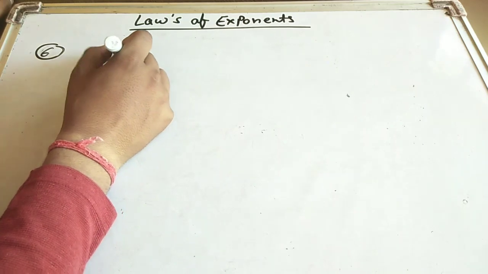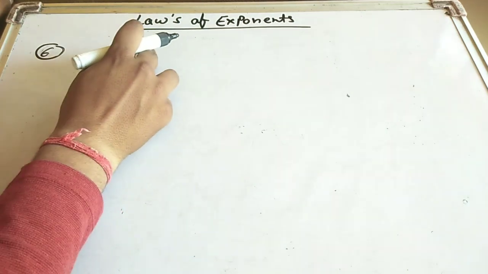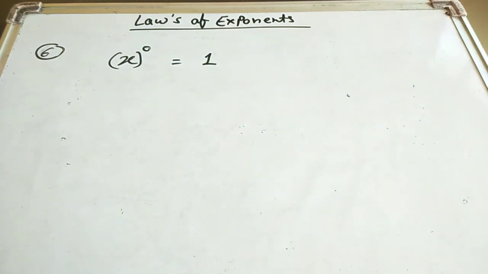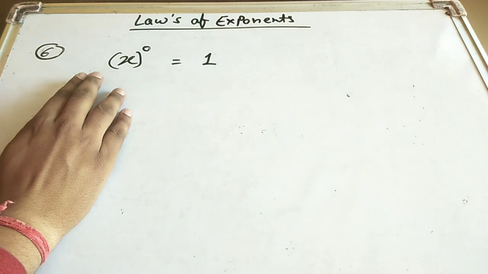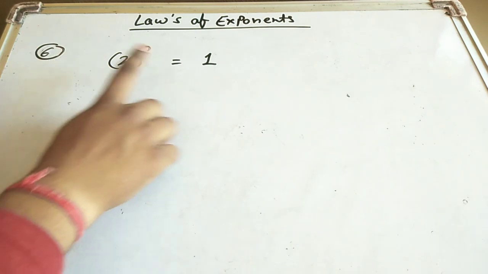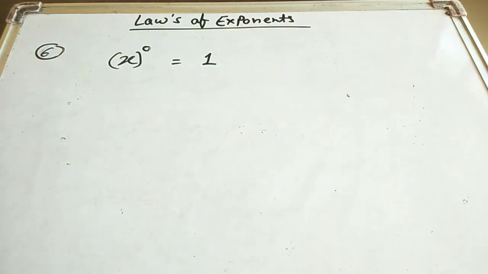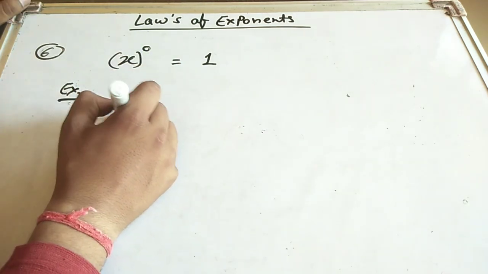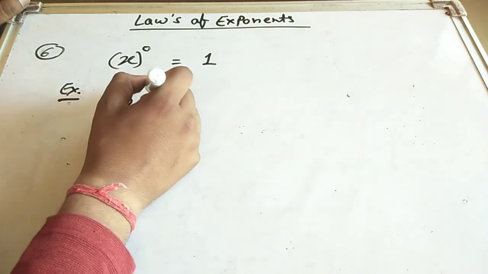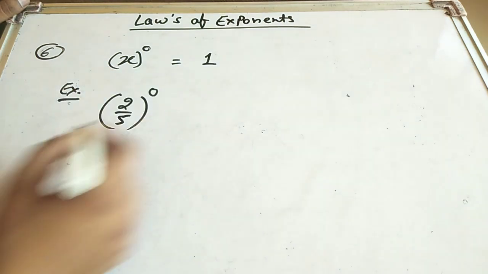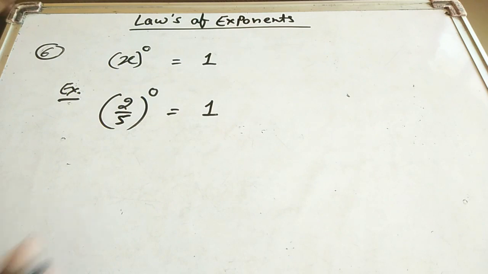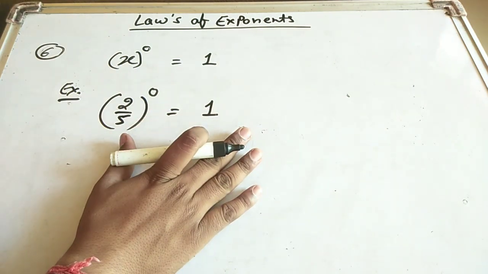Sixth law: x to the power 0. So we get 1. If the power of any number is 0, the answer will be 1. Okay, example: 2 by 5 to the power 0, so the answer will be 1. Understood?